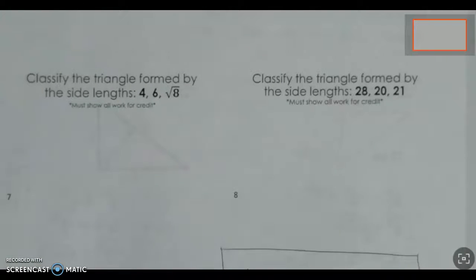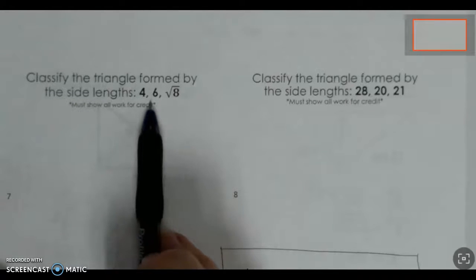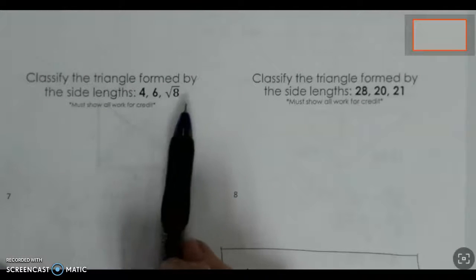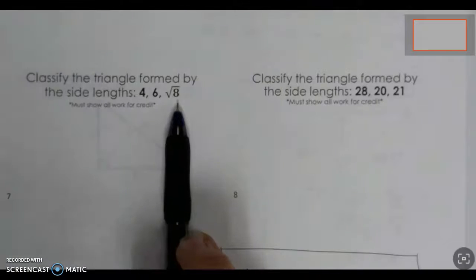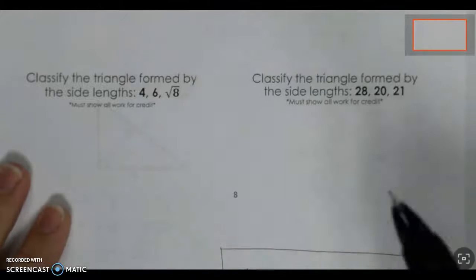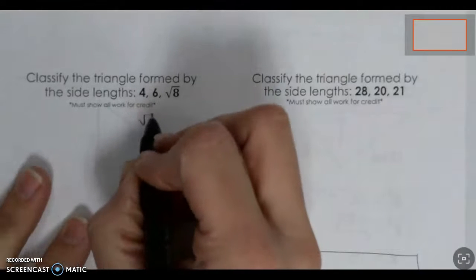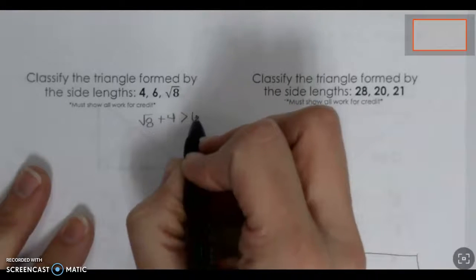This one I want to talk about just because it has that radical 8 number. Okay, so radical 8, is that bigger than 6? Is that smaller than 6? I don't know, so I have to figure out which one of these numbers is the biggest. Radical 8 is dangerously close to radical 9. The square root of 9 is 3. So this number is really close to the number 3, which means it's the smallest of your 3 numbers. So what I'm wanting to know is radical 8 plus 4, is that going to be bigger than 6?